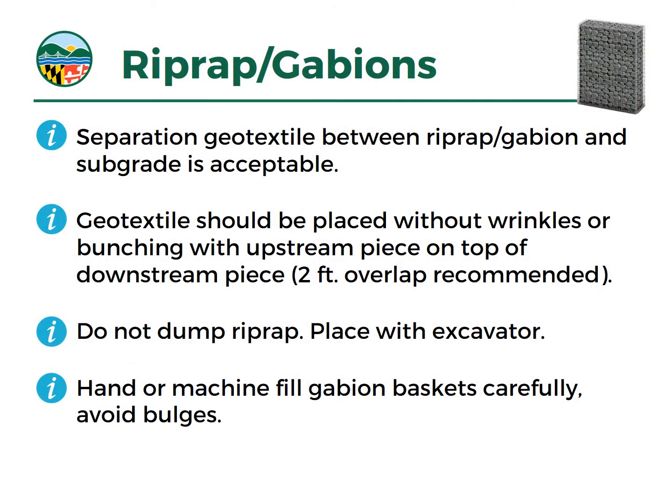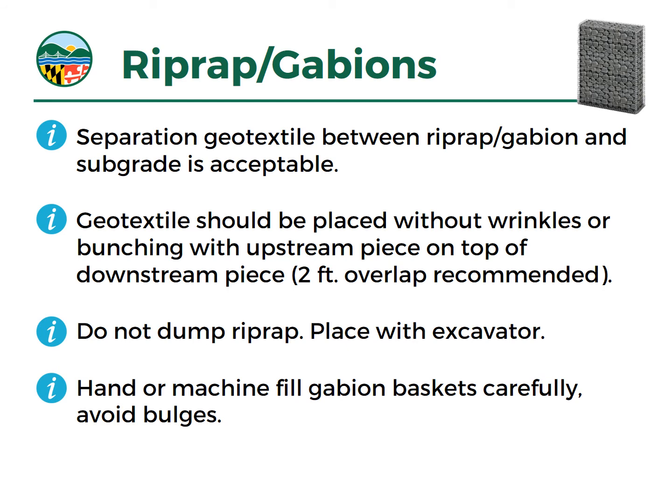Okay, I'll quickly discuss riprap and gabions, because oftentimes we see these used for some kind of outfall stabilization maybe, or an emergency spillway. And this is one of those cases where a separation geotextile would be acceptable in most cases. But you want to make sure that geotextile is placed properly. So it should be placed without wrinkles or bunching. You overlap the upstream piece with the downstream piece. And that way it's serving its purpose.